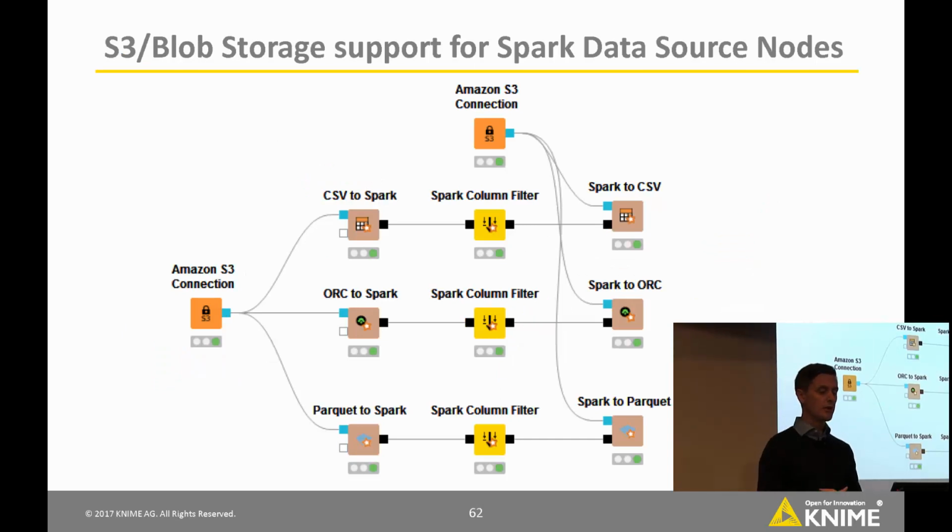The other thing, once you've got these S3 connections set up, you can also connect to CSV files, ORC files, and Parquet files, and just read them directly into our Spark settings. So you can create Spark data frames, do something with that, and then again write them back to CSV, ORC, or Parquet in S3 or Blob storage.